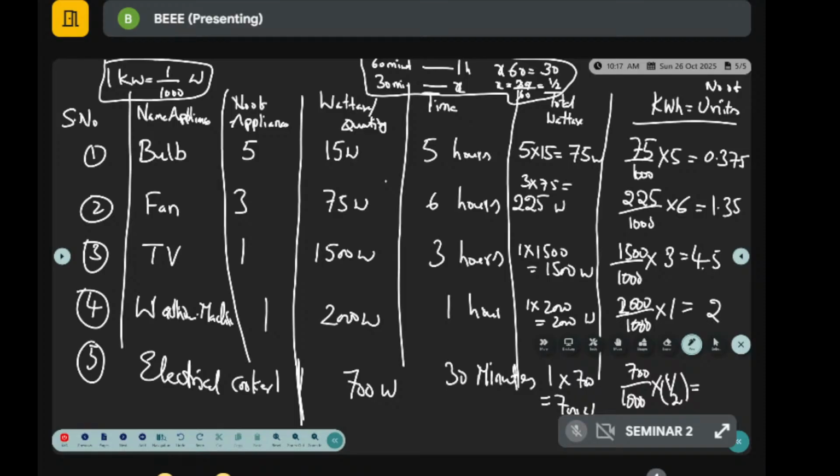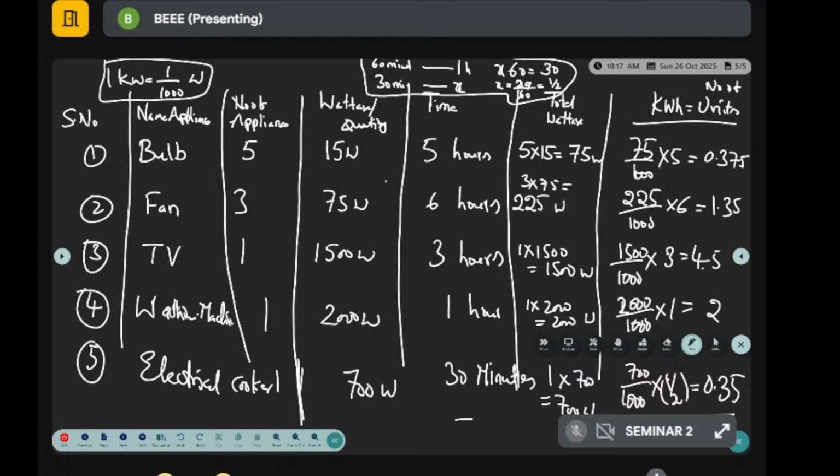Then 700 by 1000 into 0.5. How much? 0.35. Add all of these, add all the points here. All the units you add.